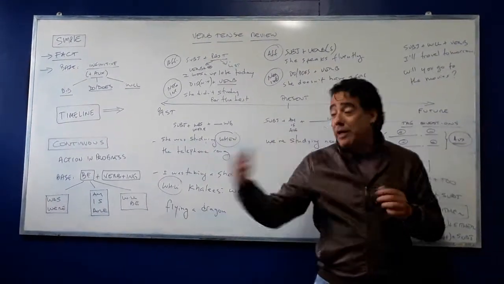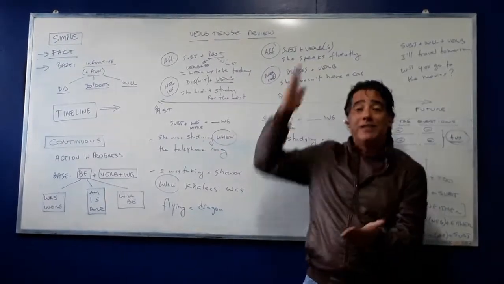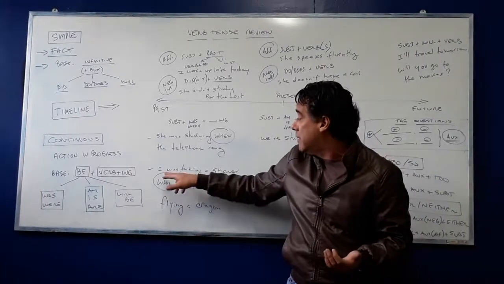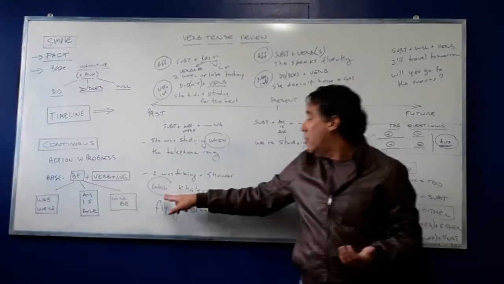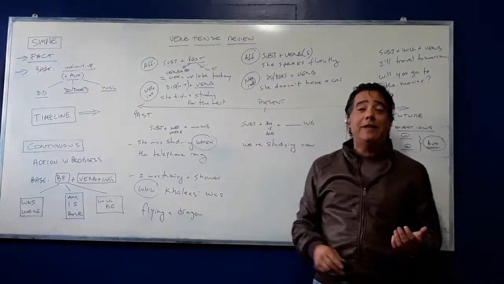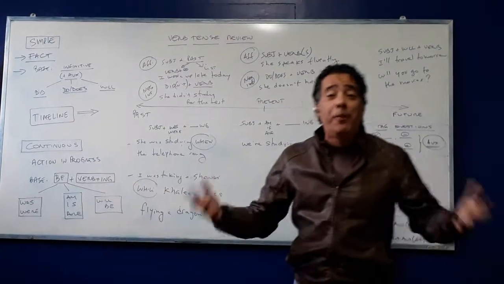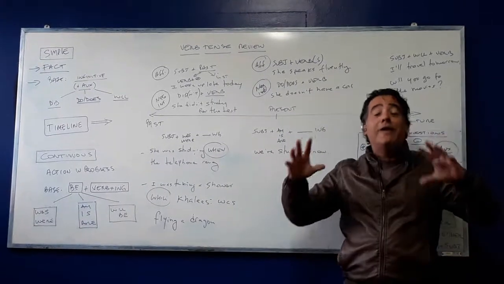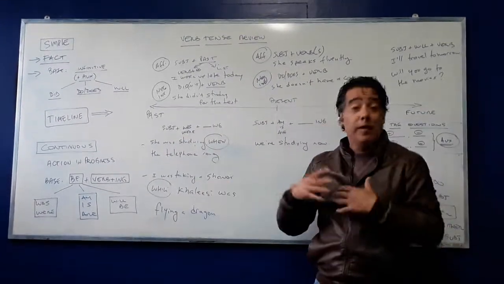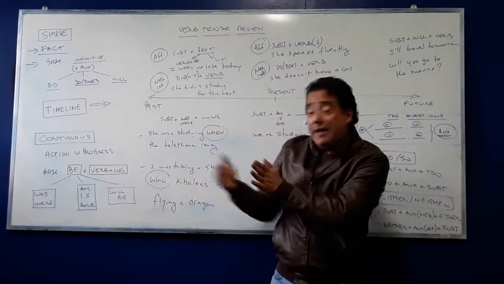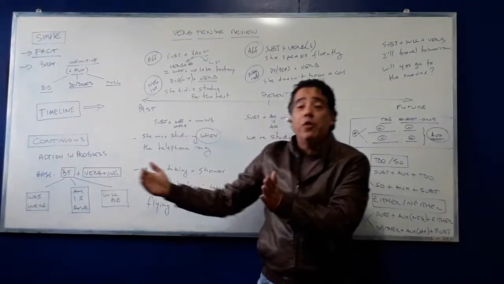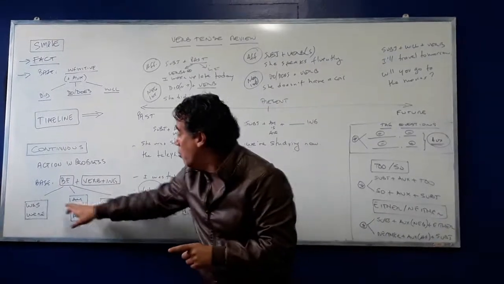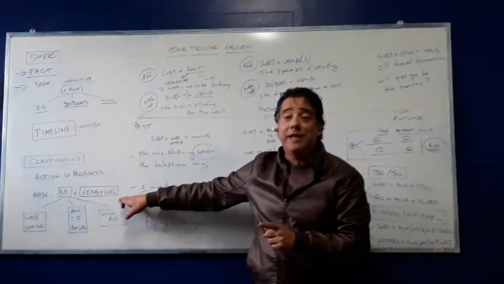The second possibility, you have an action in progress simultaneous to another past action. Yes? So I was taking a shower while Khaleesi was flying a dragon. Everybody knows I'm a big Game of Thrones fan. Imagine, the television is there and Khaleesi is flying a dragon. At the same time, so she was flying a dragon, at the same time I was taking a shower. So the actions are simultaneous. And you use was or were plus verb plus ing.